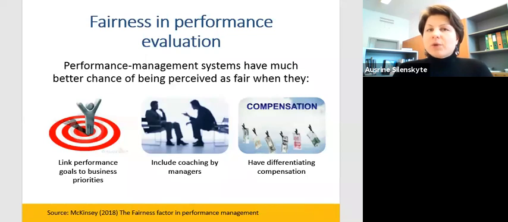So, individual evaluation linked with these three steps. So with key business goals, with a rating system that acknowledges diverse performance but doesn't overdo it, and which is supplemented by coaching manager behaviors, are usually the most effective and seen as most fair.